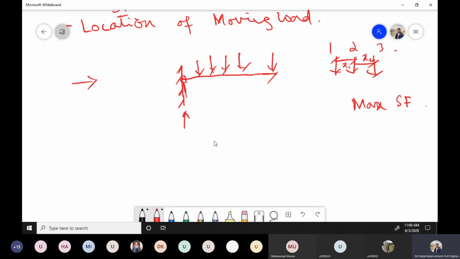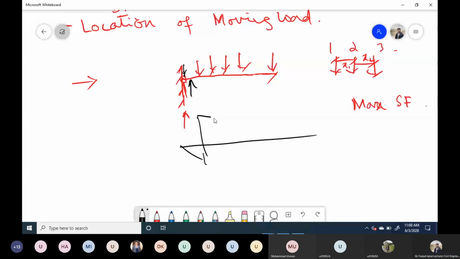So for this point, I will plot the influence line diagram. Let's say now I have the point, I will plot the influence line diagram for this point, and it will be something like this one. Now this is my influence line diagram.